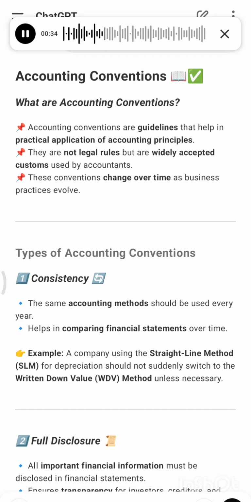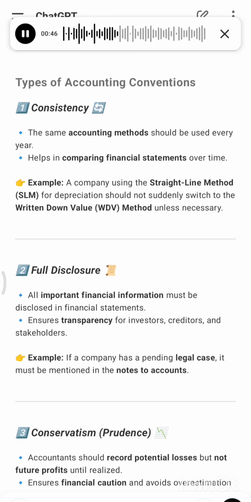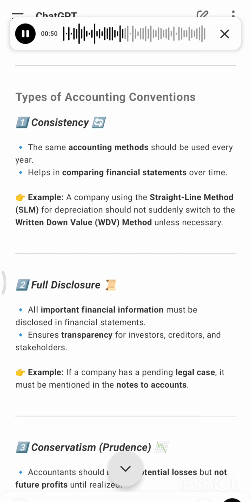Example, a company using the straight line method, SLM, for depreciation should not suddenly switch to the written down value, WDV method, unless necessary. Full disclosure. All important financial information must be disclosed in financial statements. Ensures transparency for investors, creditors, and stakeholders. Example, if a company has a pending legal case, it must be mentioned in the notes to accounts.